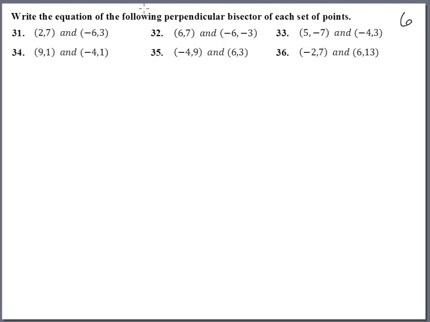Here we're on page 6. We're going to do numbers 31 through 36. They tell us to write the equation, but again, we're not instructed into what form, so we need to be flexible and be able to do standard on some and slope-intercept on the others. I'll try to mix it up a little.